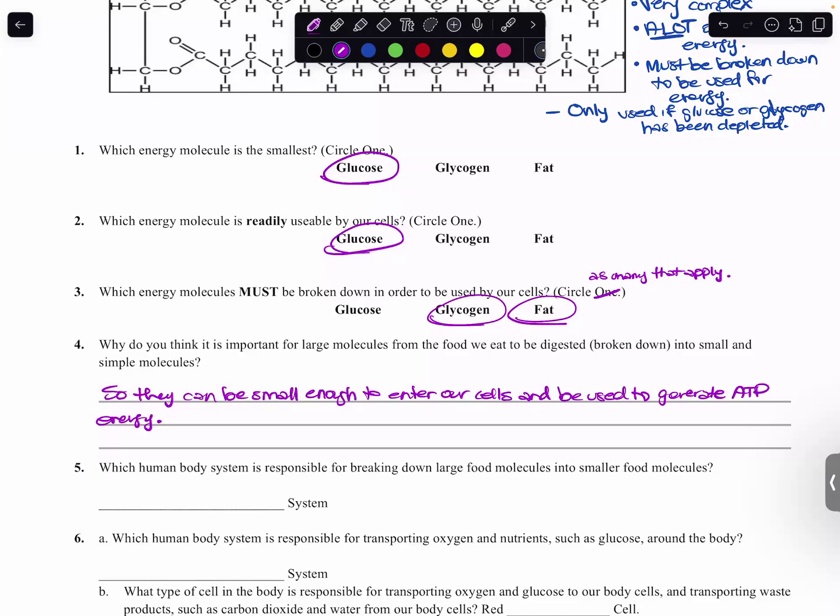And number five says, which human body system is responsible for breaking down large food molecules into smaller food molecules? First of all, I'm talking about food and I'm talking about breaking down. There's only one body system that deals with that, and that is the digestive system. Digestion literally means to break down into smaller pieces. That's what the word digestion means.